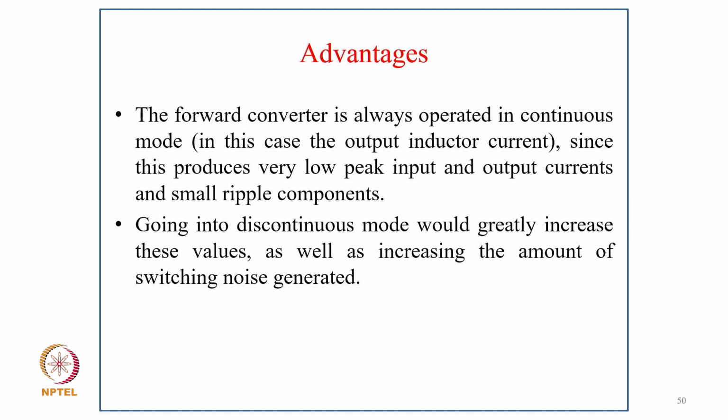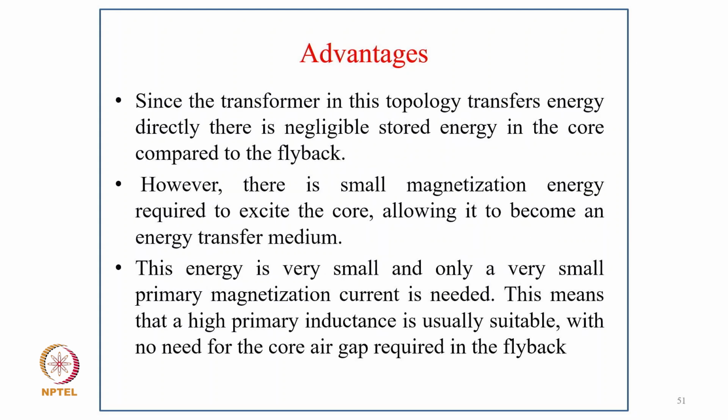In this case, the output inductor current produces a very low peak input current and the output current has a small ripple component, and going into discontinuous mode would greatly increase these values, as well as increasing the amount of switching noise generated. Since the transformer in this topology transfers the energy directly, there is negligible stored energy in the core compared to the flyback. However, there is a small magnetization energy required to excite the core, allowing it to become an energy transfer medium. This energy is very small, and only a very small primary magnetization current is needed.